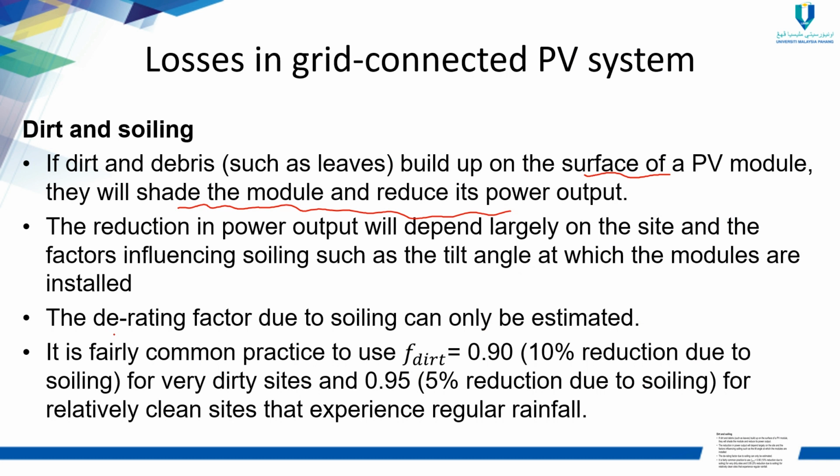The derating factor due to soiling can only be estimated. Specifically how many percent, that's why it's like this. It's fairly common practice to use 0.90, a 10% reduction due to soiling for very dirty sites, and 0.95, a 5% reduction due to soiling for relatively clean sites that experience regular rainfall. It's an assumption, that's the common practice.